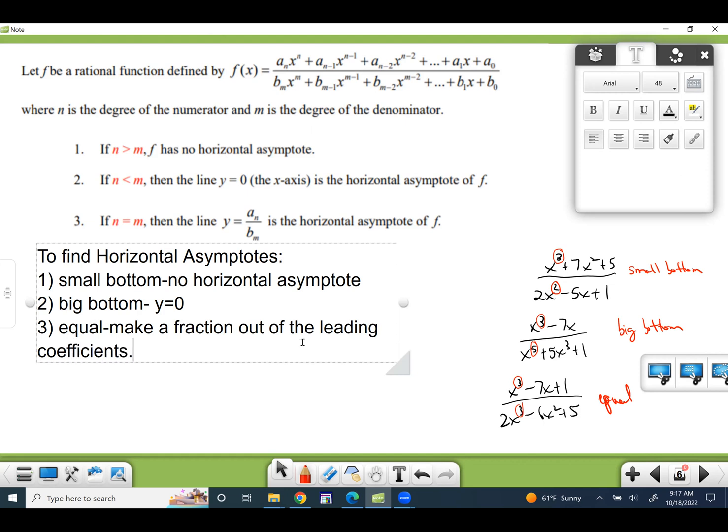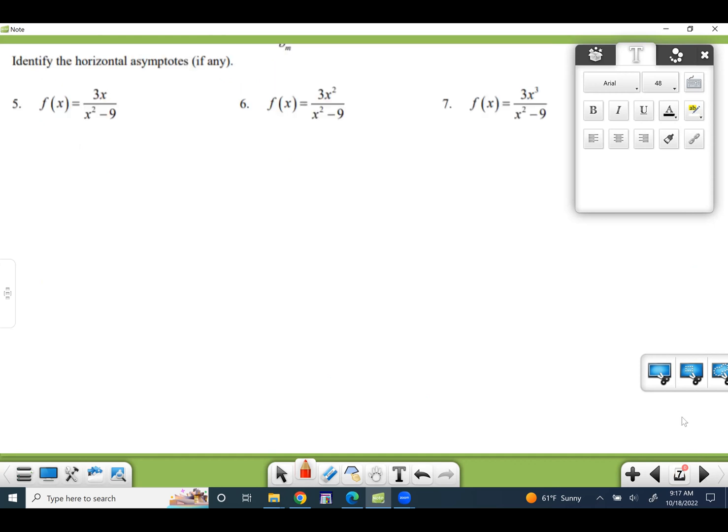So let me make sure you understand. For the equal case, this is the one students like because it's kind of fun, I guess. You take the leading coefficients and you make a fraction out of them. So in this case, the horizontal asymptote would be y equals 1/2. Okay. All right, so let's go in and practice this, get really good at it.